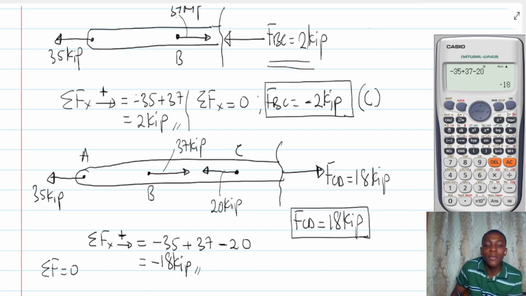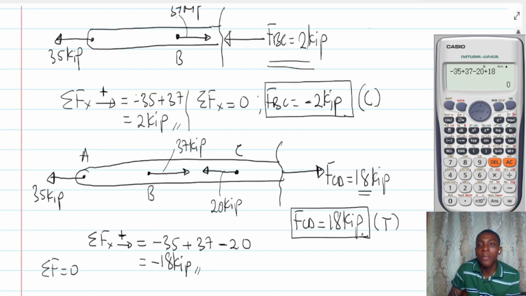Now let's attempt to sum the forces this time and see what will happen. So I have 35, okay. So minus 35 plus 37 and then minus 20 plus 18. Boom. So we had 0. The 0 is telling us that we needed FCD to be 18 kip. And then it's a tensile force. Okay. So please note the difference.